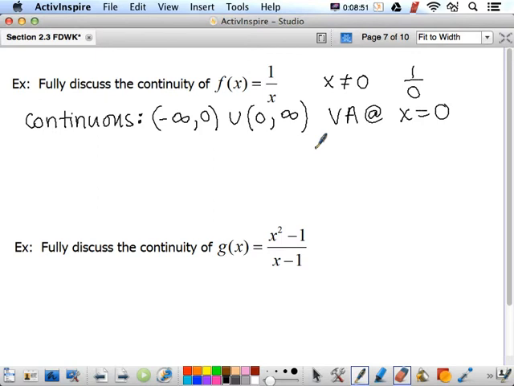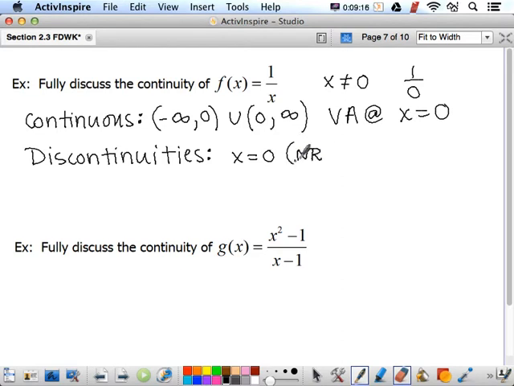Then we talk about where it is discontinuous. So we're going to talk about its discontinuities. It only has one. What is it? 0. At x equals 0. And is that discontinuity removable or non-removable if you were asked to classify? Because it's an asymptote, you could mark it as NRD, non-removable. So we'll pause right there and let you digest that.